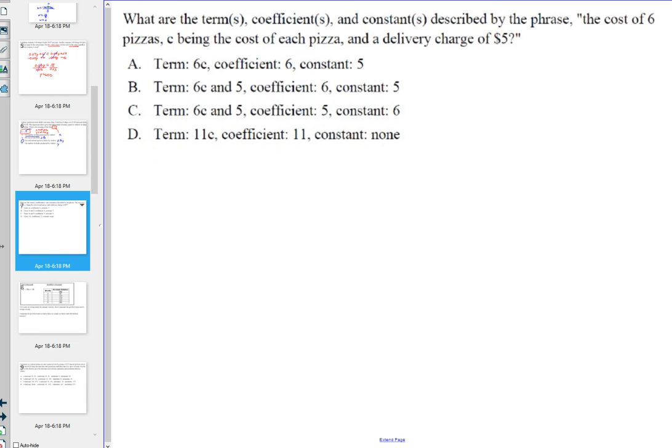So what are the terms, coefficients, and constants described by the phrase? Yeah, and I wish they would have used the word polynomial or expression. Oh, I guess because that's where they get away with it, because they put what are the term or terms? There's more than one term. If the pizza costs $6 per pizza, that's going to be 60. If the delivery charge is $5, then the entire expression would be 60 and 5. So the terms are 60 and 5, so that knocks out A and D.